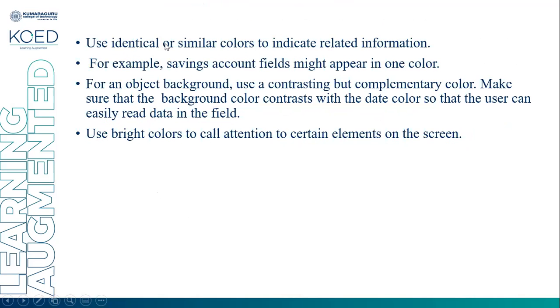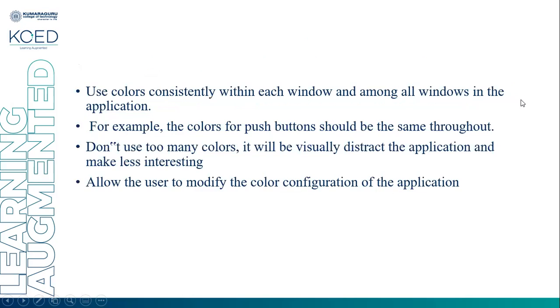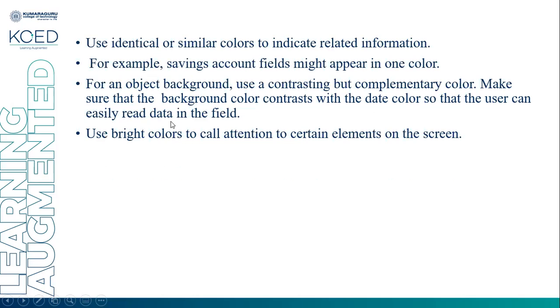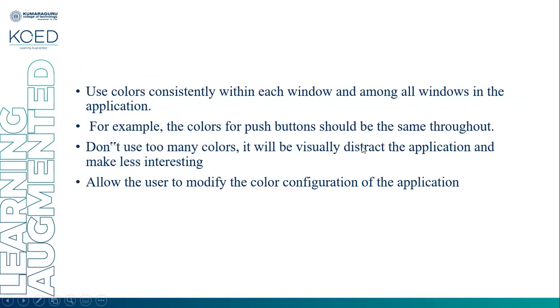Use identical or similar colors to indicate related information. For example, a savings account field might appear in one color. For object background, use a contrasting but complementary color. Make sure that the background color contrasts with the data color so that the user can easily read the data in the field. Use bright colors to call attention to certain elements on the screen.